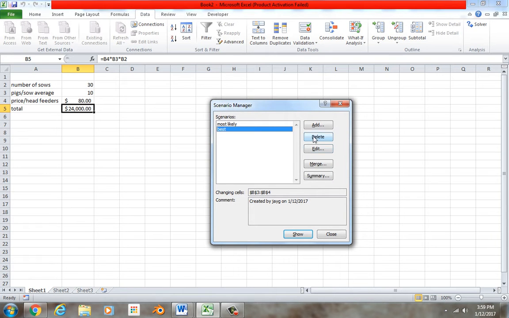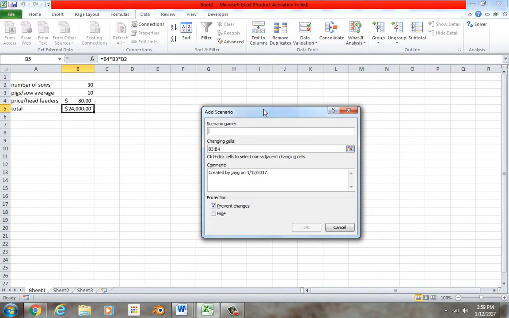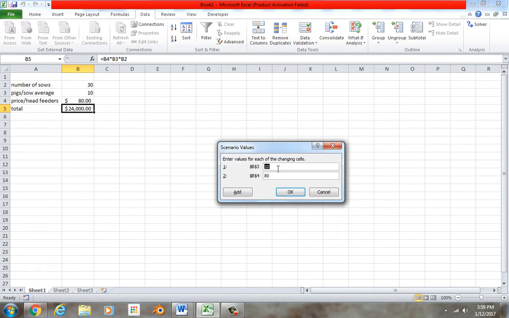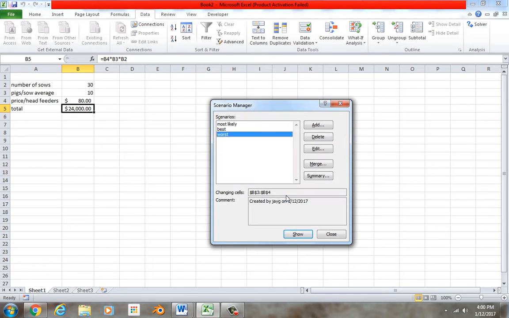Oh, shoot. I'm going to add one more. And I'm just going to go worst case scenario. In worst case scenario, I have fewer pigs, so let's say I only average 9, maybe I only get $65 a head for them. Alright, hit OK.